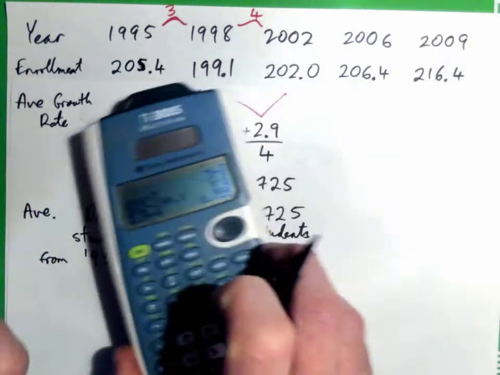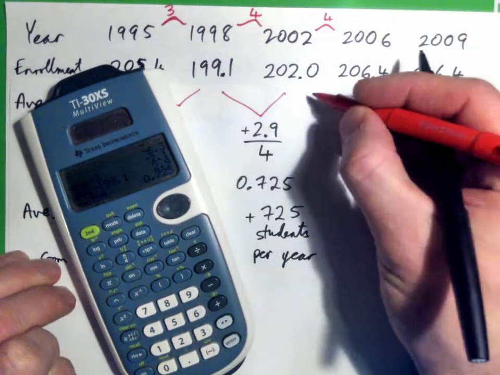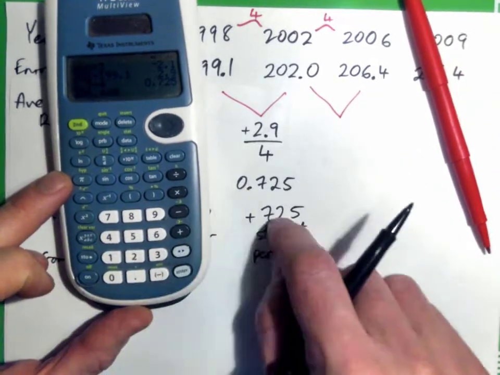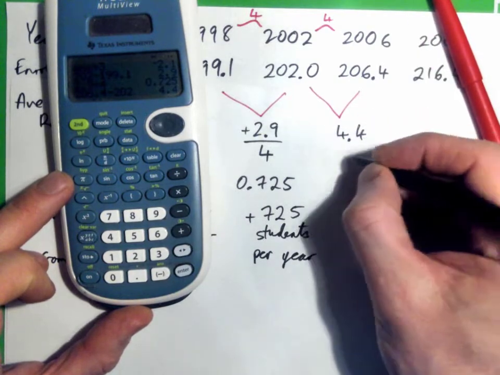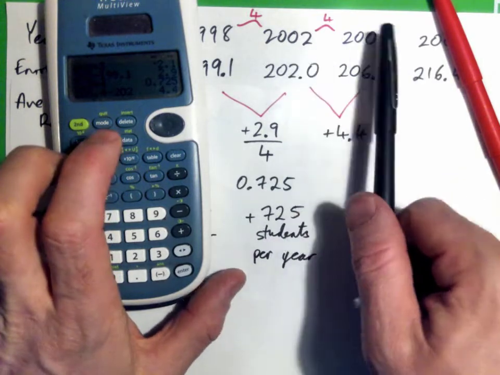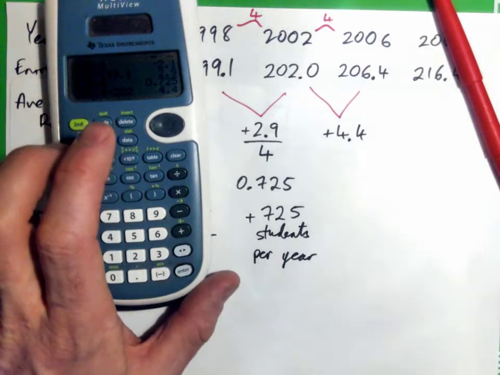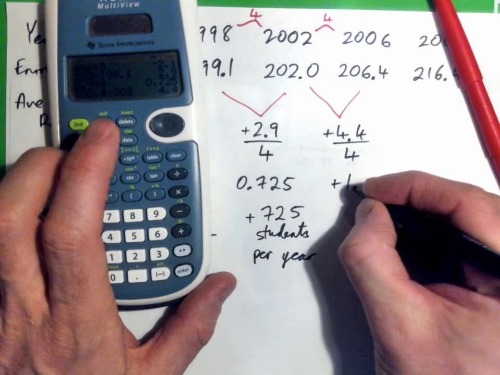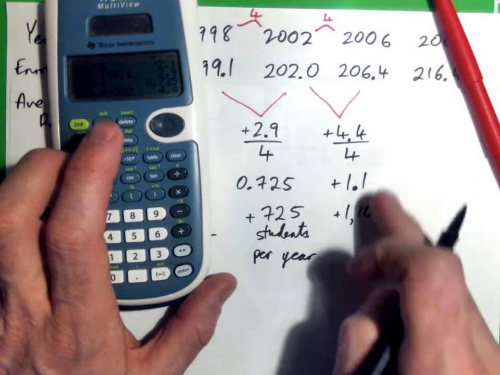Okay, cool. And so then we get the next one. It's a 4-year period. It changed from here to here. So we go 206.4 subtract 202 to get 4.4. That's an increase of 4,400 students from 2002 to 2006. But the average increase is, well, we got to divide by that 4-year period, so it's an average increase of 1.1, or an increase of 1,100 students per year in this period.